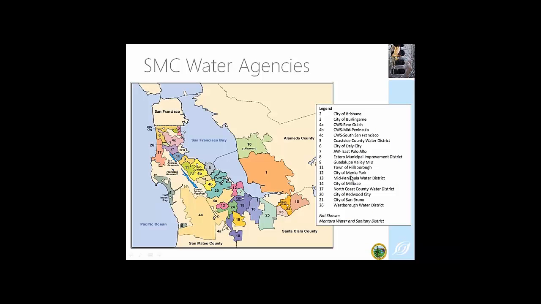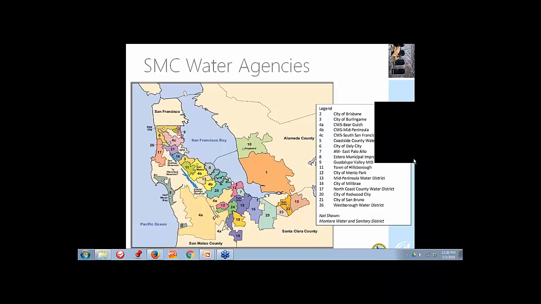On the map, this shows the water agencies highlighted in color that fall under BAWSCA's service area. On the right-hand side, though, we've only listed our water agencies specific to San Mateo County. If you take a hard look at the map, you might be able to tell which water agency covers your friends, your kid's school district, or maybe even your favorite restaurant.